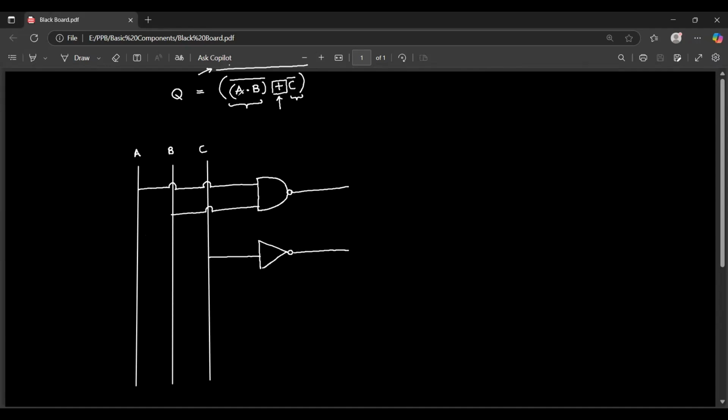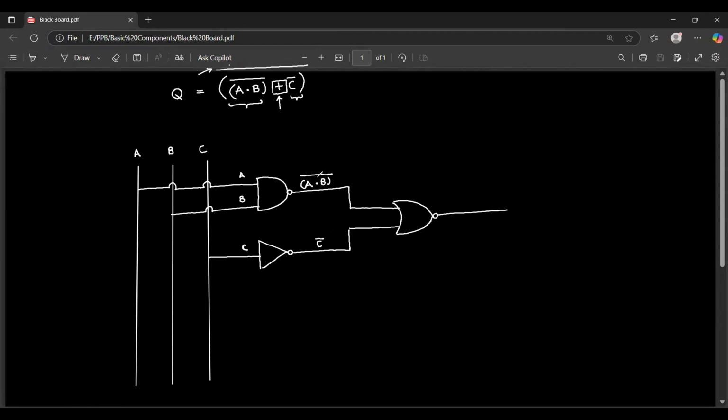Now we have to pass these two signals, this is A, this is B. The signal that we get here is (A dot B) whole thing bar. Similarly, here we have C, this is C bar. Now we have to send them through a NOR gate. So let's send them through a NOR gate and we will get the final answer.